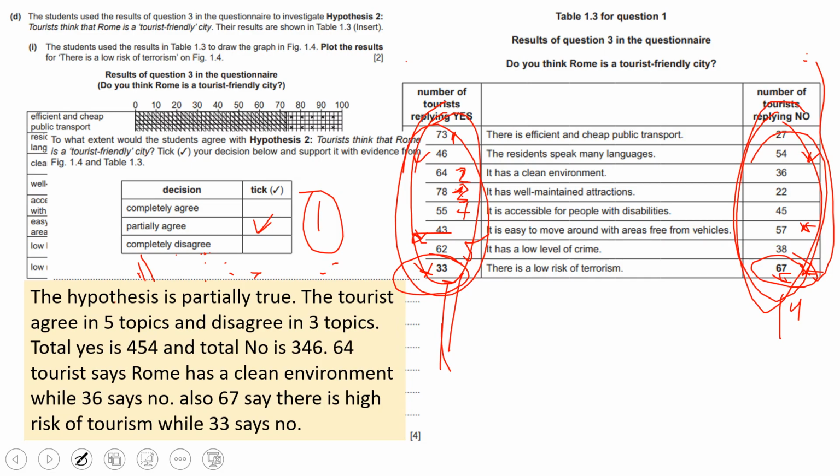Now, Tori says Rome has a clean environment. 64 tourists say Rome has a clean environment, while 36 say no. So if you pick clean environment, 64 say yes, 36 say no. Don't leave it there because that statement means it's true. So you should also give another example that says it's false. So I can now say 33 say yes, that there is low risk of terrorism, while 67 say no. That we give them both sides of the argument why you use that particular conclusion.